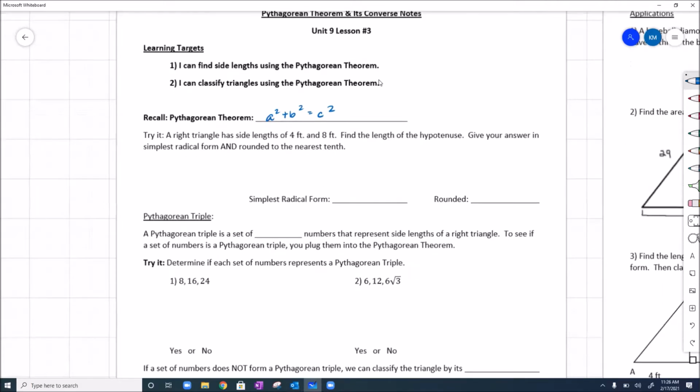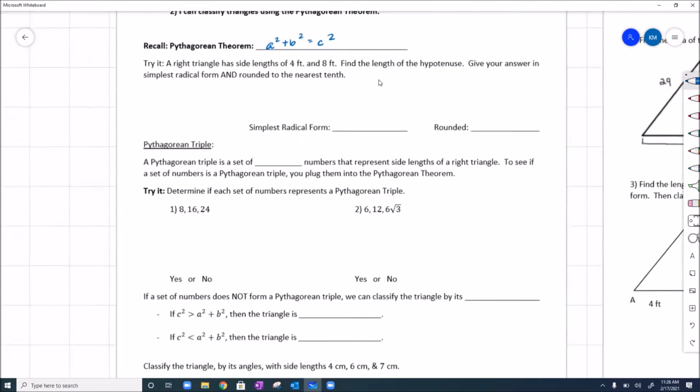So here it says a right triangle has side lengths 4 feet and 8 feet. Find the length of the hypotenuse. Give your answer in simplest radical form and round it to the nearest tenth. So we have a right triangle here. This is 4. This is 8. So a squared plus b squared equals c squared, and so that's 16 plus 64. c squared is 80.